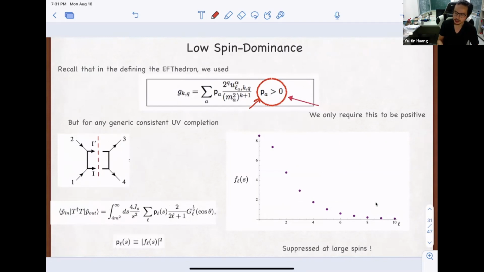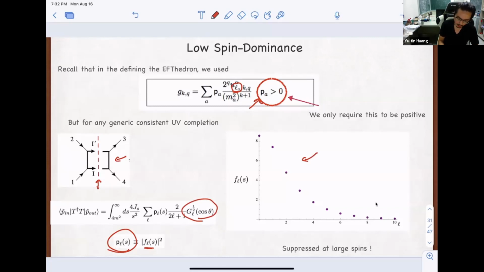But in fact, in any realistic theory, if you look at it, these spectral functions are not only positive, but they're actually heavily suppressed as you increase spin. So for example, you can compute the discontinuity associated with the massive box. This can be computed analytically. So you just compute the discontinuity of your massive box, and if you expand it on the Gegenbauer polynomial, for example, in 4D you just expand it on a Legendre polynomial, and then you can extract the spinning spectral function, which is related to this F function here. And if you plot it, you see that as you go to higher spin, this is heavily suppressed.